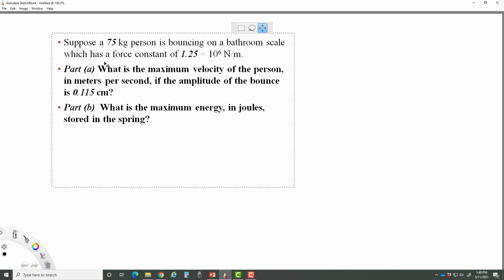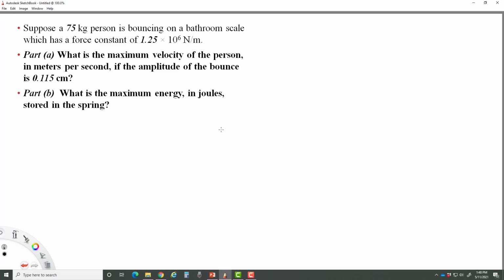Now let's look at another question. A 75 kilogram person is bouncing on a bathroom scale which has a force constant of 1.25 times 10 to 6th Newton per meter. What is the maximum velocity of the person in meters per second if the amplitude of the bounce is 0.115 centimeters, and what is the maximum energy in joules stored in the spring? So we want to find the maximum velocity.